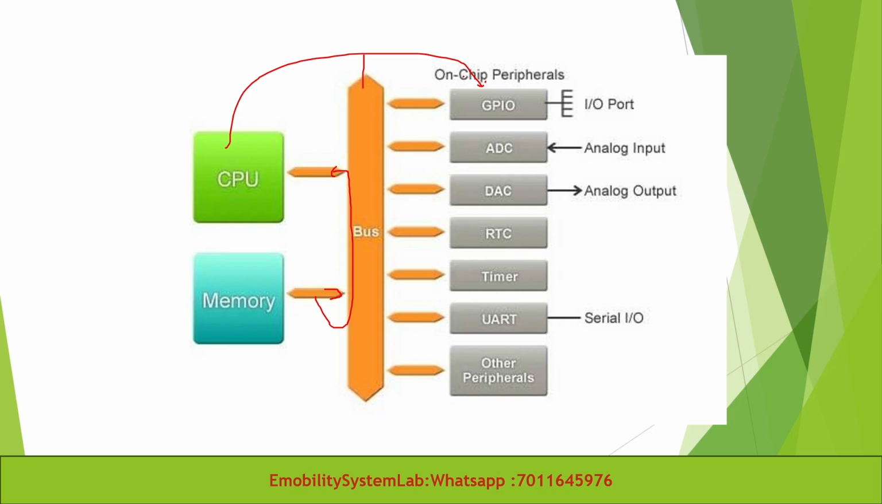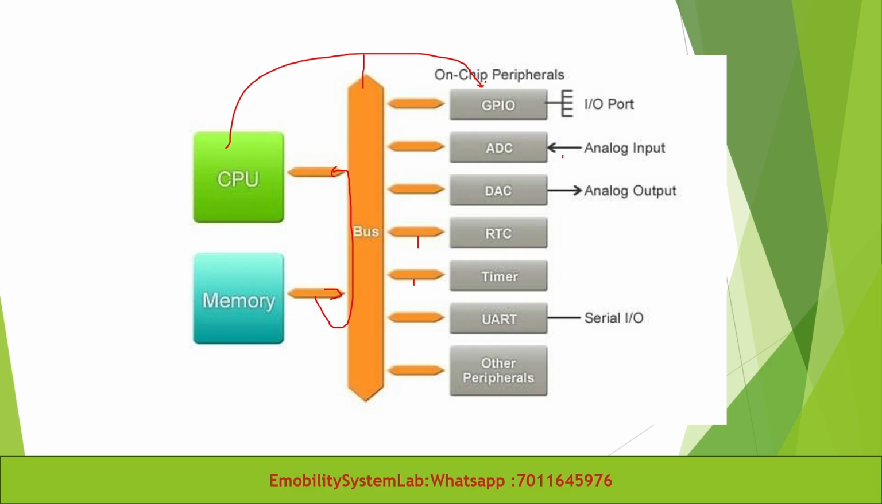The bus is a very important part of the microcontroller. Without a bus, no peripheral will communicate with each other. This is also a bus, and this is also a bus. So what is the purpose of a bus? The working of a bus is basically to carry data from the processor to peripherals or from peripherals to the processor, or from memory to the processor or processor to memory.